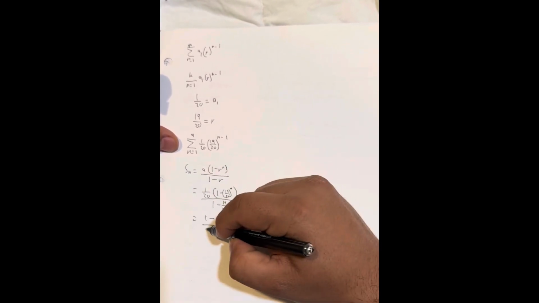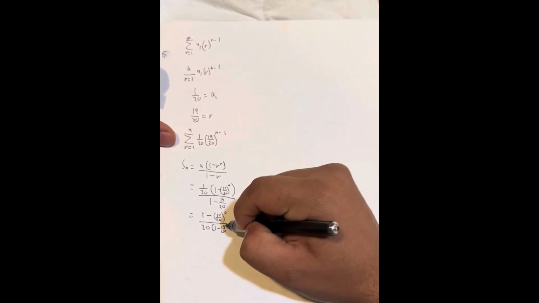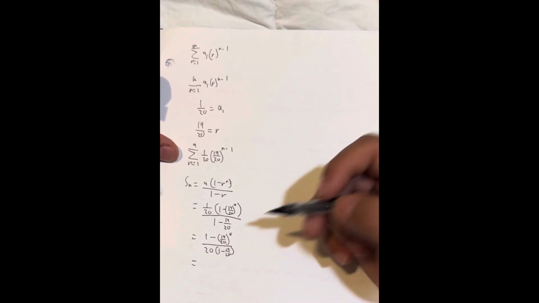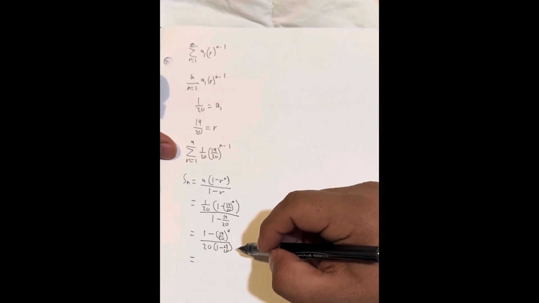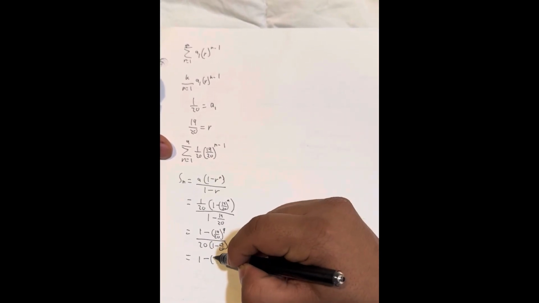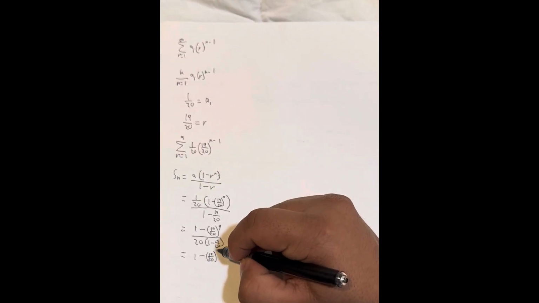Simplify again. The bottom equals out to be 1. So this should just be 1 minus 19 over 20 to the power of 9.